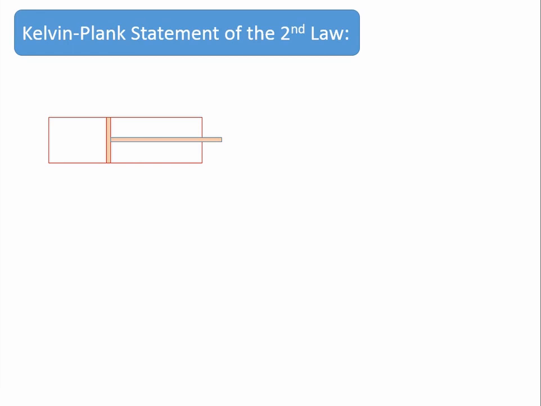We can understand the necessity of that deliberate heat rejection from this simple example. Consider this simple piston cylinder device. If you expand the gas inside the cylinder, you can get some work from the moving piston. To do that, you have to supply heat into the cylinder.